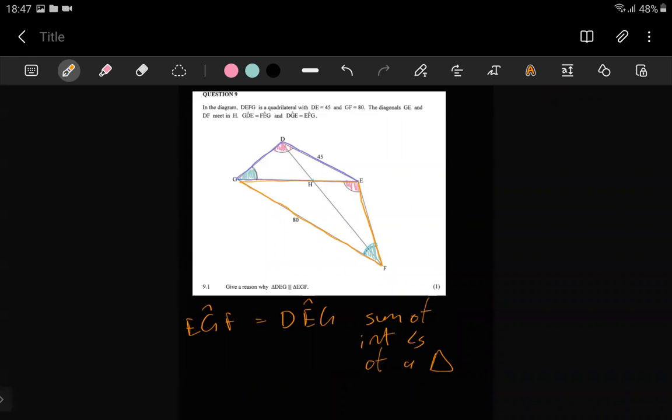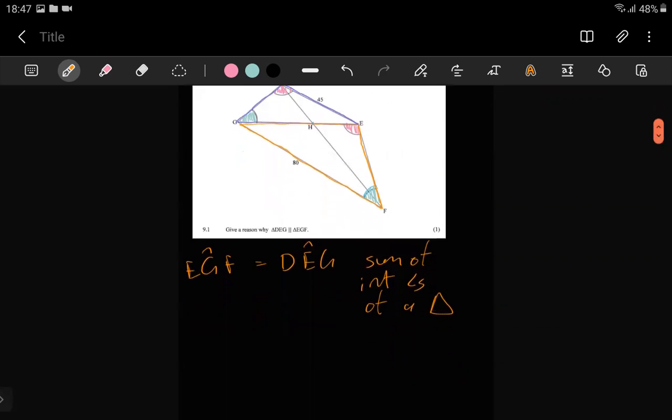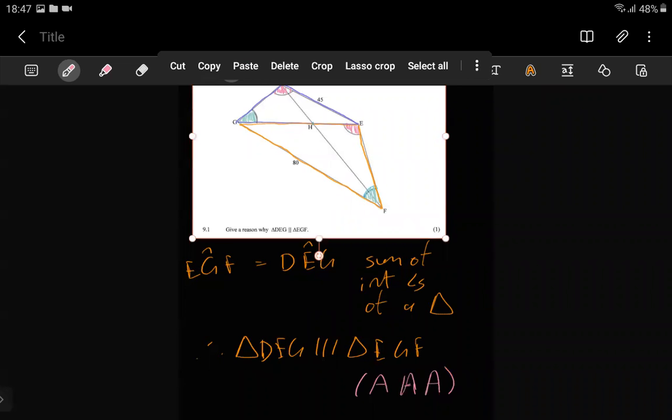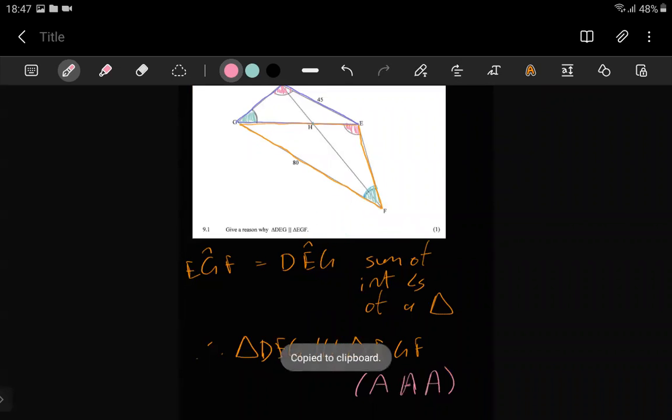So we're just carrying on from what has been given, meaning that the last thing we can then say is therefore triangle DEG is similar to triangle EGF. The reason is just angle, angle, angle. All three angles are equal to each other. That's going to be enough for that 1 mark that they're offering there. Does that make sense? Yeah.